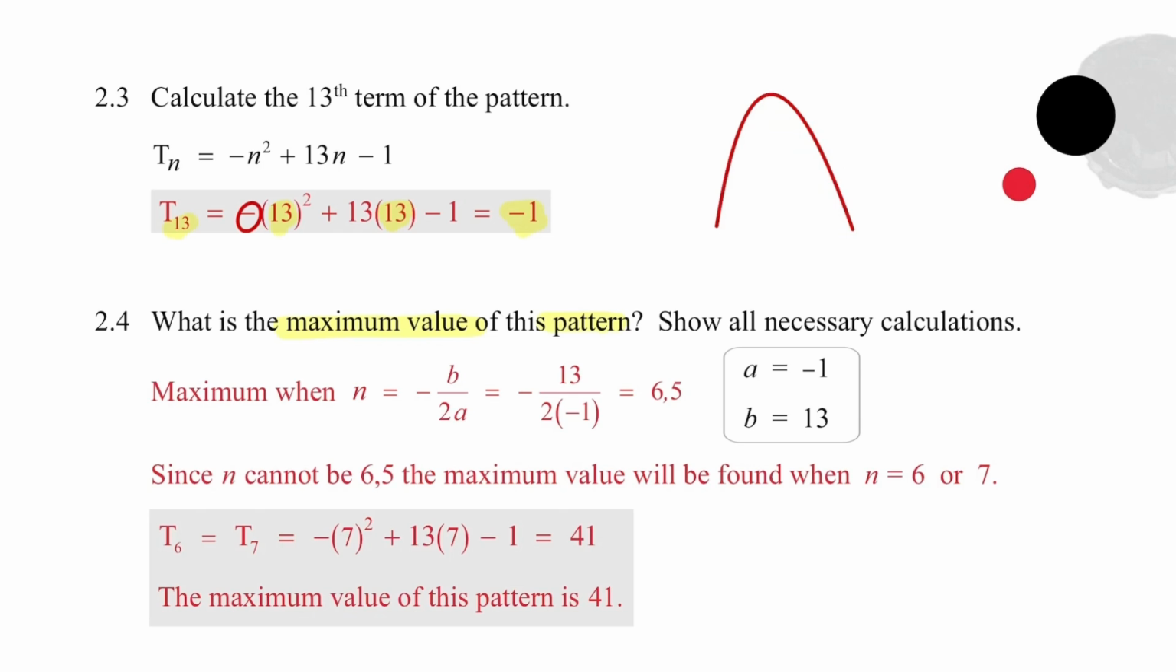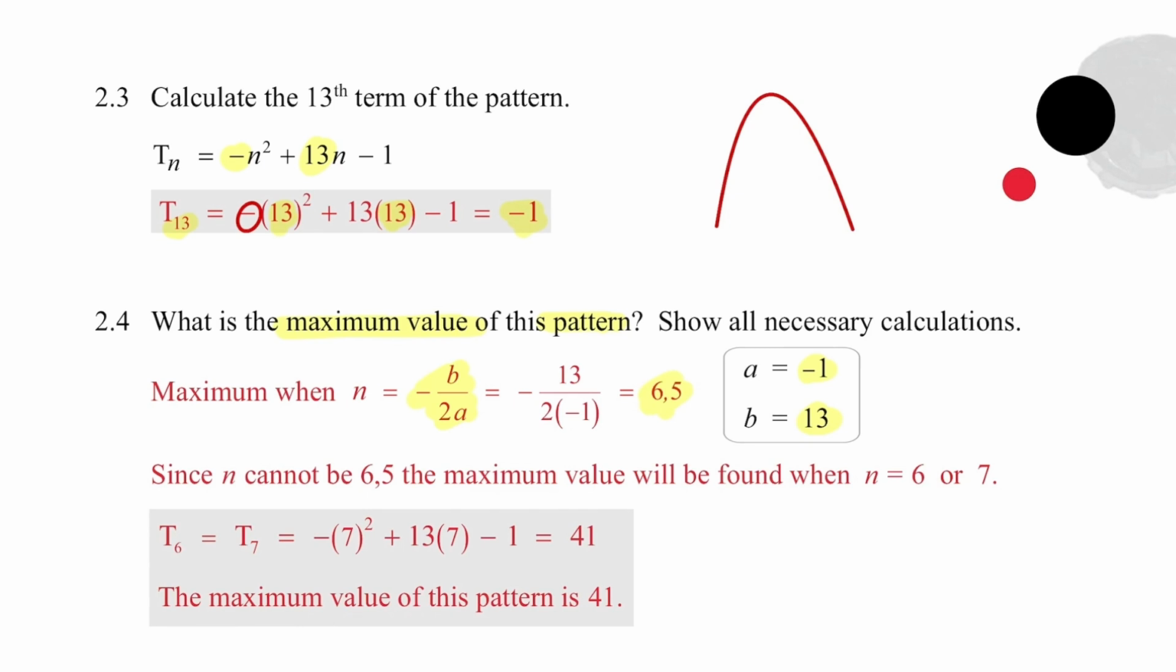To answer this question, we simply need to find the value of a, which is minus 1, and the value of b, which is 13, taken from the formula coefficients of n squared and n. We substitute those values into the formula for the axis of symmetry, given by n equals minus b over 2a. Careful substitution produces the result of 6,5.